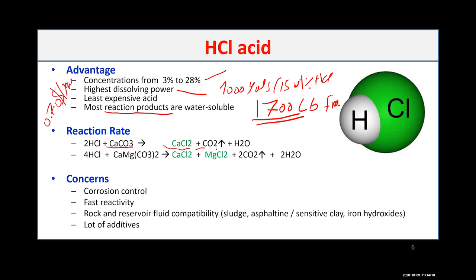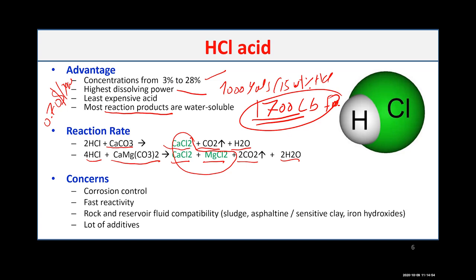Calcium chloride is a salt and known with high solubility. So it's completely soluble in water. So we don't have any precipitation issue when we are using calcium chloride. Even when the HCl reacts with the calcium magnesium carbonate, which is a dolomite formation, still we are getting calcium chloride, magnesium chloride, CO2, and H2O. Everything is soluble in water. So we do not see any precipitation or any concern from precipitation. With the high dissolving power, with no fear of precipitation, this makes this acid one of the most used acid systems inside the oil and gas industry.